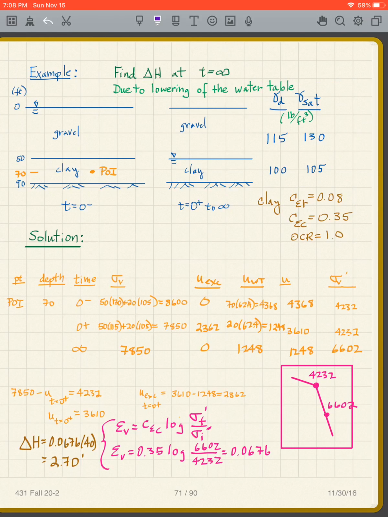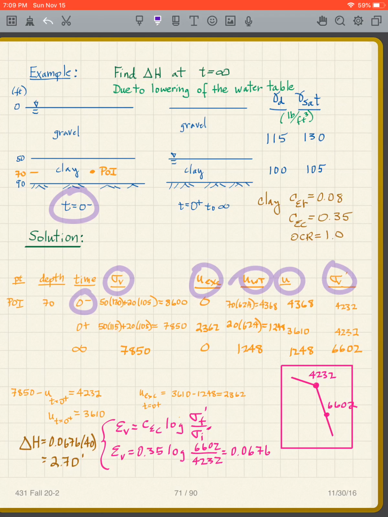Okay, so how do we handle this problem? Now remember, it's not a time rate of settlement problem, but we haven't done a settlement problem in a little bit. So we have our point of interest here. It's at a depth of 70, and our times are what? 0 minus, 0 plus, and infinity. So again, at 0 minus, I look at the 0 minus figure and get my sigma v, u excess, u water table, u, sigma v prime from the t equals 0 minus figure.